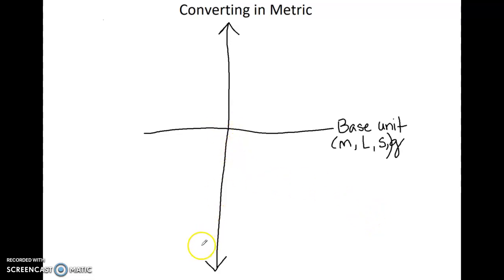Then we can go smaller than the base unit with a metric prefix, or larger than the base unit. If we're going smaller, we might have deci, which is 10 times smaller, centi, which is 100 times smaller than the base unit and 10 times smaller than a deci. That's where that power of 10 comes in, we're always going down by 10. And then we have milli, which is 1,000 times smaller than the base unit, and 10 times smaller than centi.